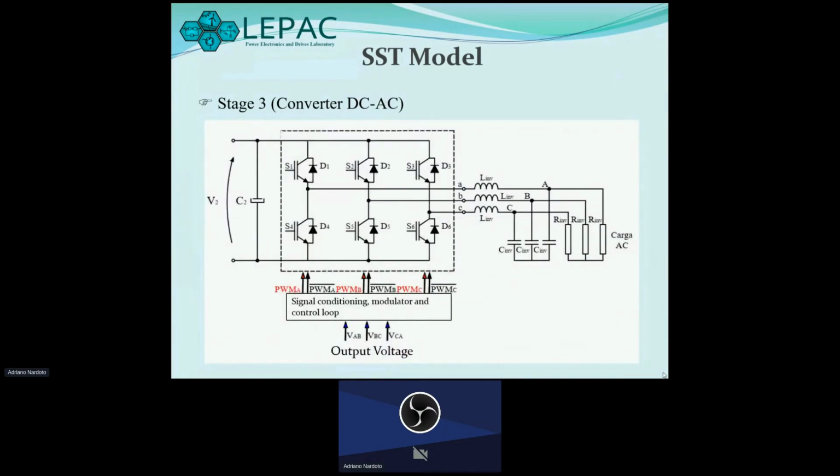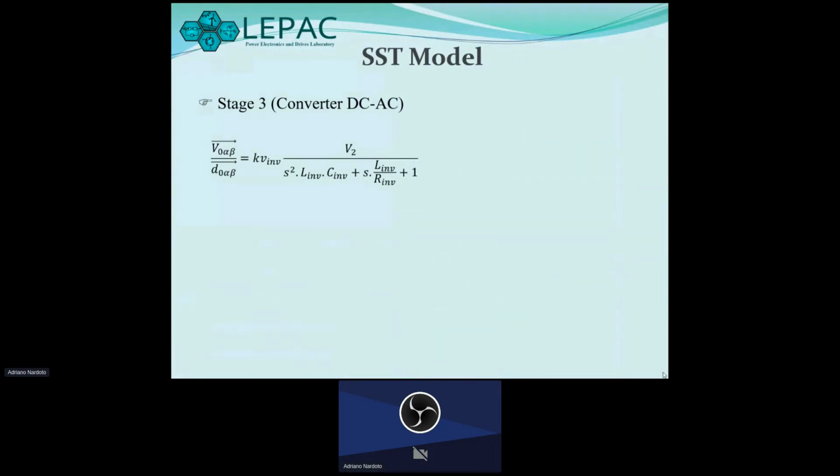Stage 3. The converter used in this stage was the voltage source inverter, VSI. This is the converter voltage plant. The equations relate output voltage and duty cycle in alpha beta coordinates.